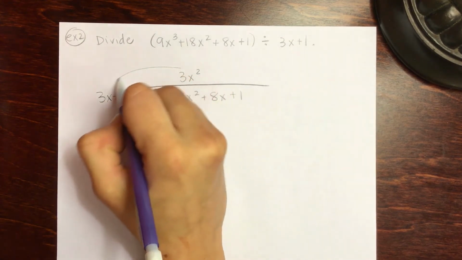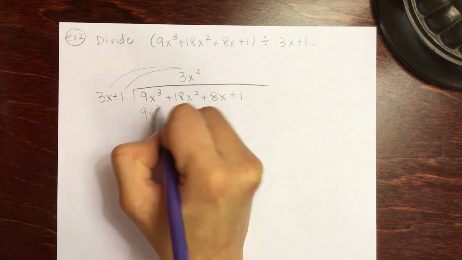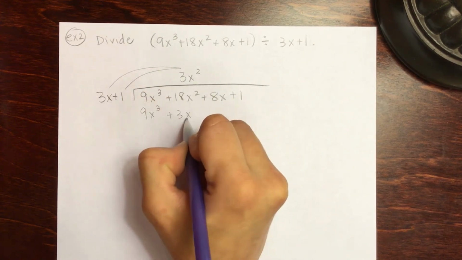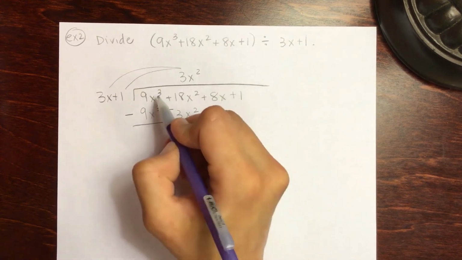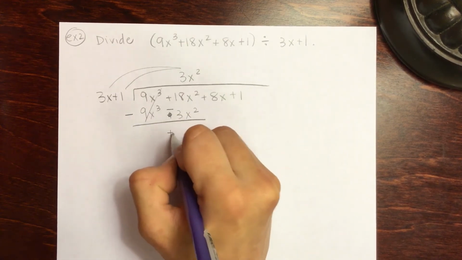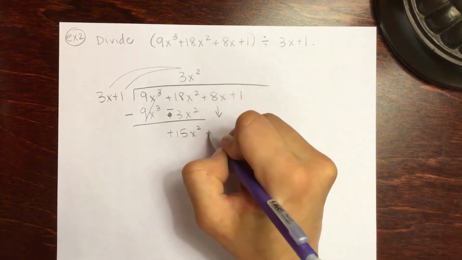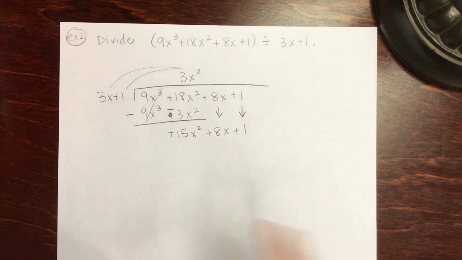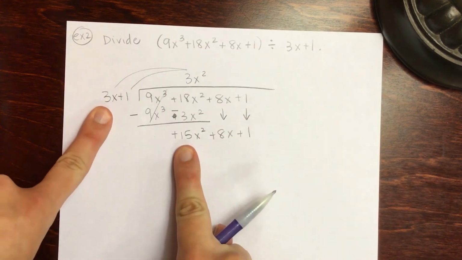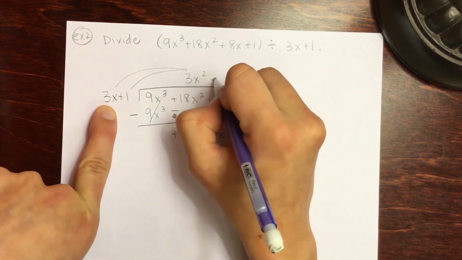All right, distribute that. So 3x squared times 3x is 9x cubed. 3x squared times 1 is 3x squared. Subtract. That means change the signs and add. That adds to 0. This adds to positive 15x squared. And bring down your unused terms so we can repeat the process. All right, now you say 3x times what is 15x squared? 3 times 5 is 15, and x times x is x squared.